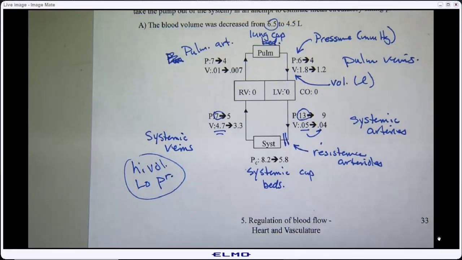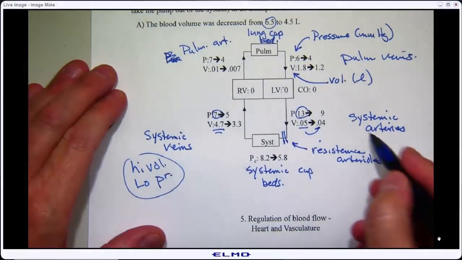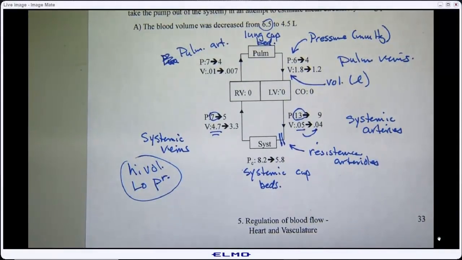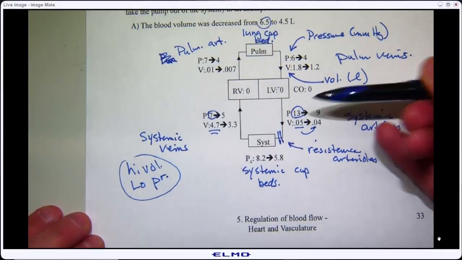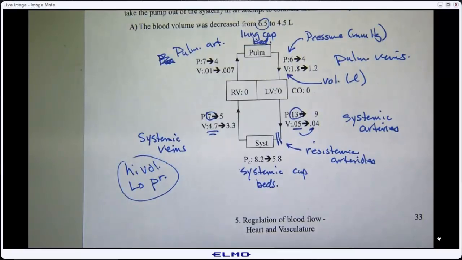That's like 6 bottles of wine, right? Standard bottle of wine. 6 bottles of wine on one side, 7 millimeters of mercury. Compared to the systemic arteries, 50 mils. I don't even know if that's a glass of wine. That's not my glass of wine. Less than my glass of wine, and 13 millimeters of mercury pressure. Incredibly low volume, incredibly high pressure.